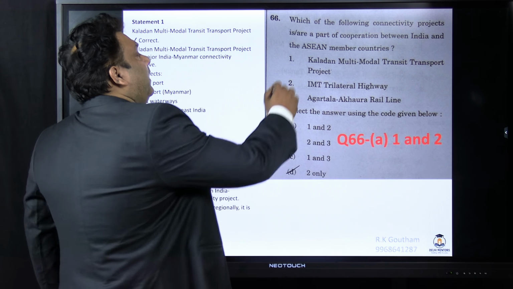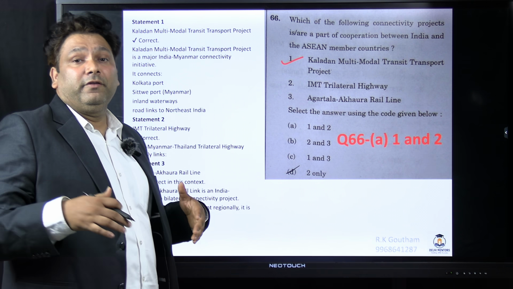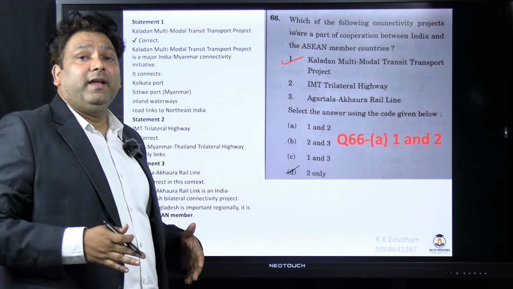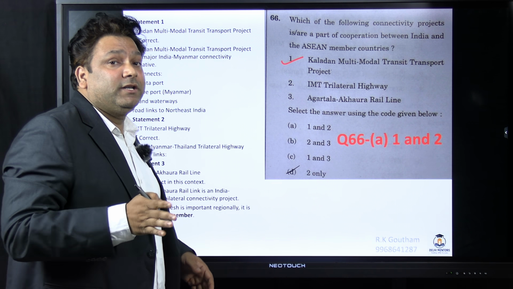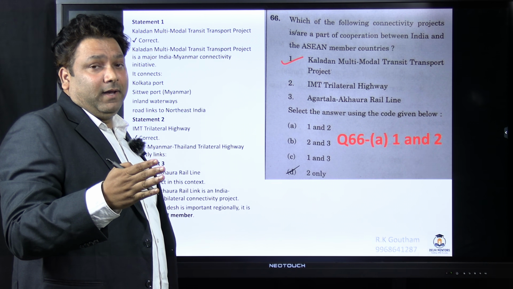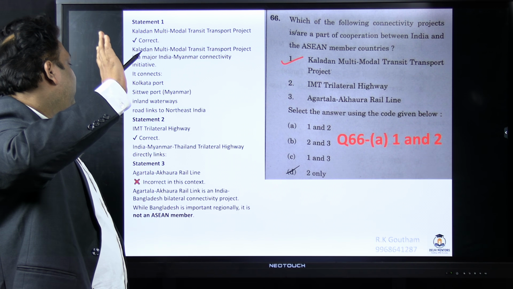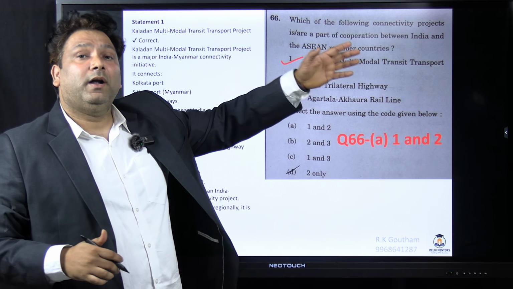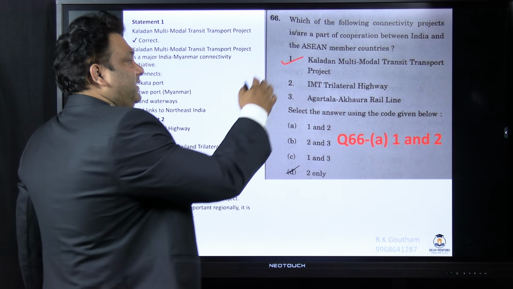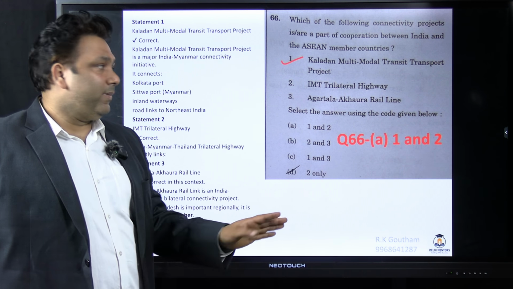अभी Kaladan multi-modal project है. So from Kolkata port, you'll be going to the Sittwe port in Myanmar. From there, along the Kaladan river, you'll be taking वहाँ पे शिप का रूट, and then from there again you'll be taking roadway, and finally you'll be entering into northeast part of India. Since Myanmar is part of the ASEAN, so this statement is right. Again I have discussed this in the mapping part.